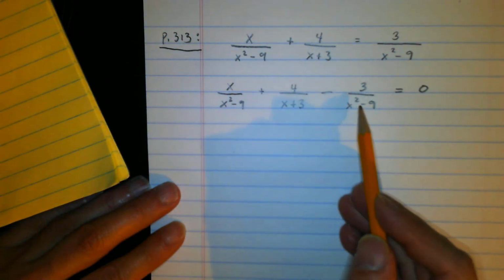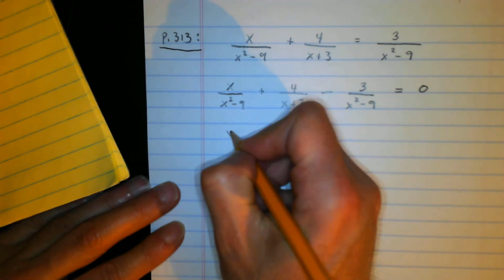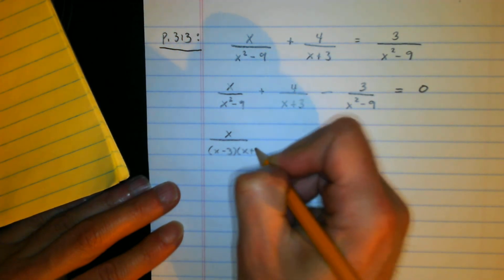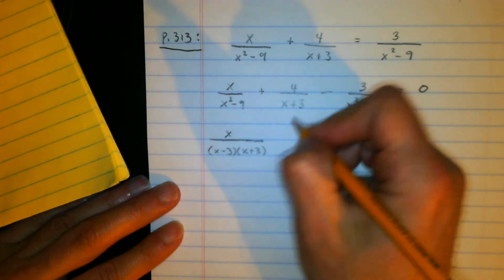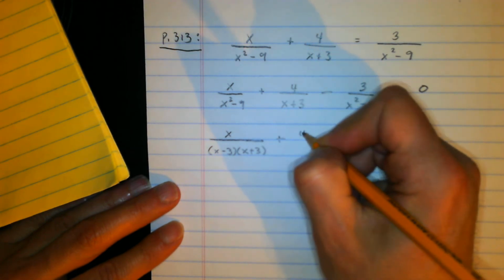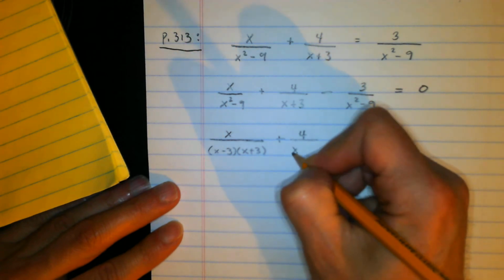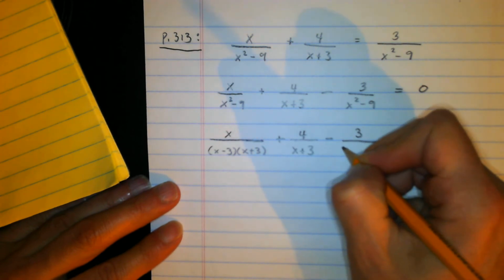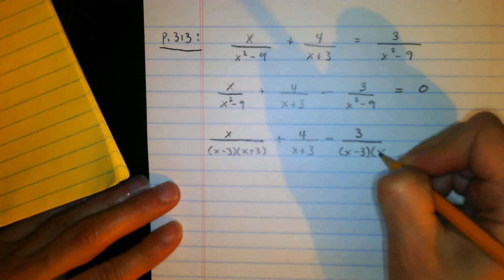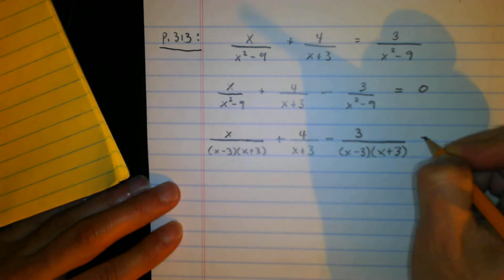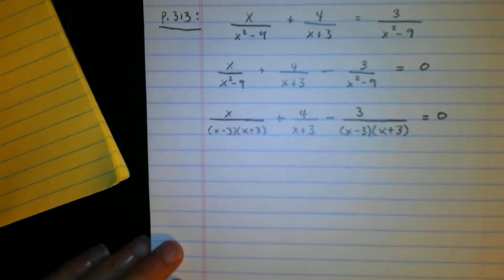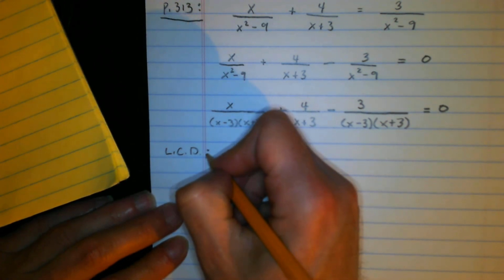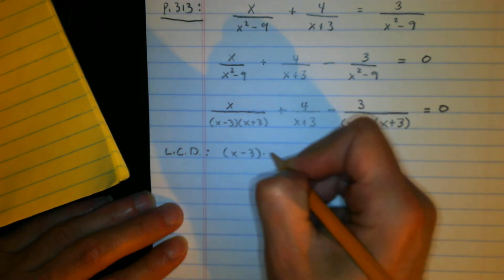We've got a difference of squares, so we can factor this as so: x minus 3 times x plus 3. This denominator is already factored, plus 4 over x plus 3 minus 3 over x minus 3, x plus 3. And this equals 0. Now you can see our LCD is just x minus 3, x plus 3.